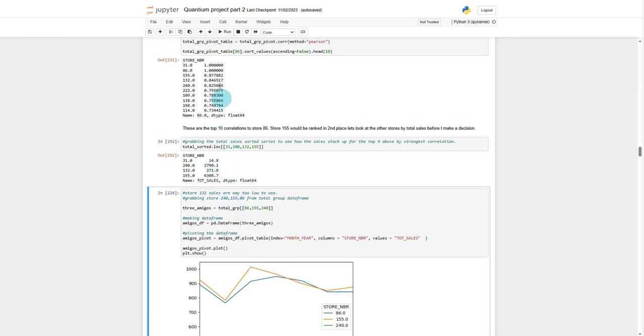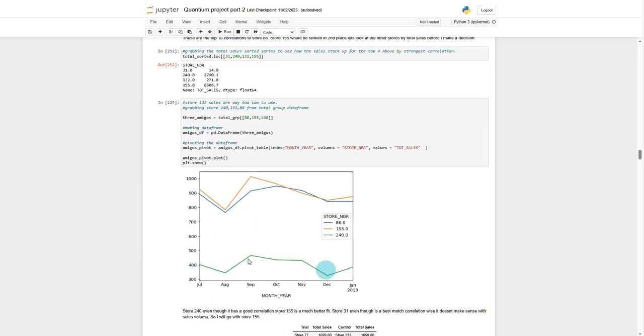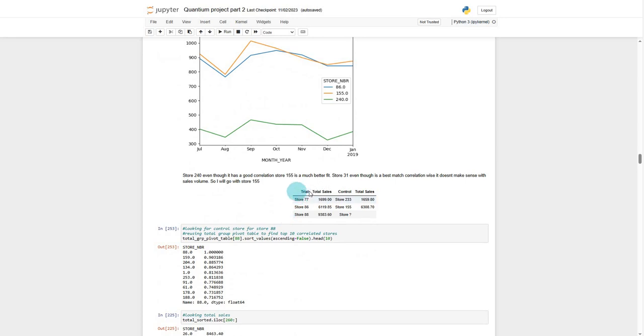correlation-wise with the Pearson's correlation. I had 0.82. As you can see, the total sales are just much lower. In this graph, store 155 just fits much better. So I concluded to go with store 155 to match with trial store 86.